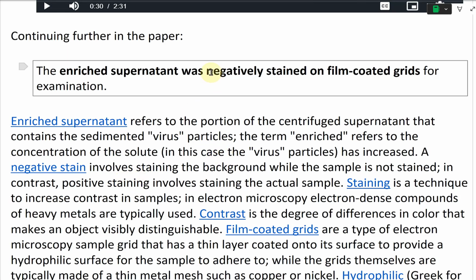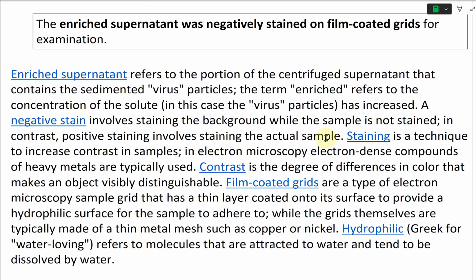All right, and now this was negatively stained. A negative stain involves staining the background while the sample is not stained. In contrast, positive staining involves staining the actual sample. And staining is a technique to increase contrast in samples. In electron microscopy, electron-dense compounds of heavy metals are typically used, and contrast is the degree of differences in color that makes an object visibly distinguishable.